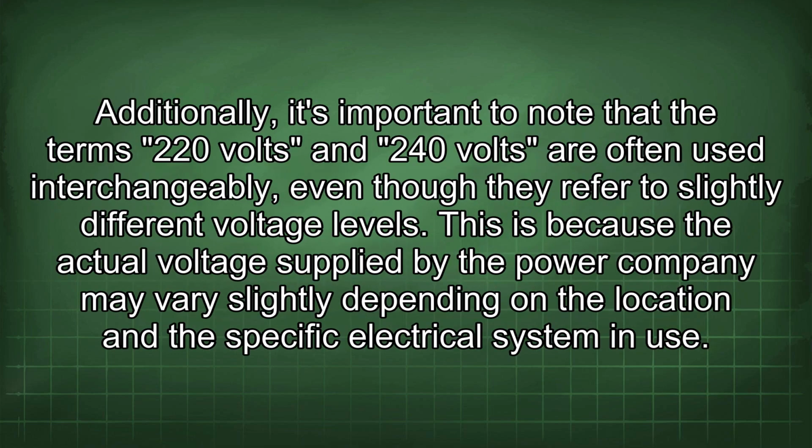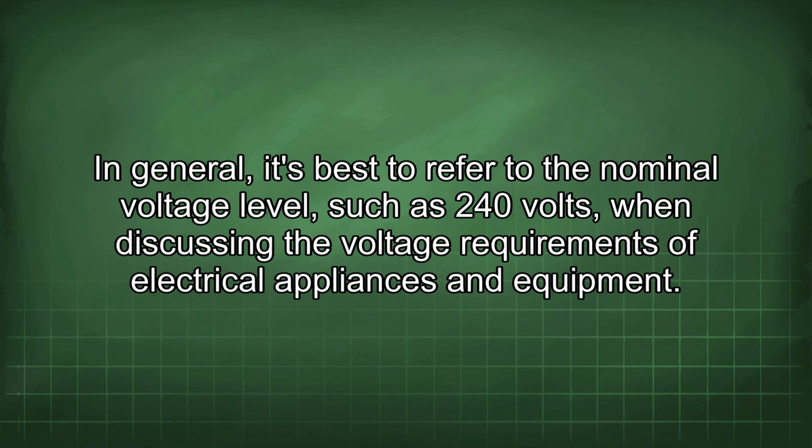Additionally, it's important to note that the terms 220 volts and 240 volts are often used interchangeably, even though they refer to slightly different voltage levels. This is because the actual voltage supplied by the power company may vary slightly depending on the location and the specific electrical system in use. In general, it's best to refer to the nominal voltage level, such as 240 volts, when discussing the voltage requirements of electrical appliances and equipment.